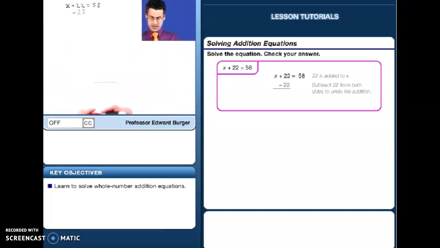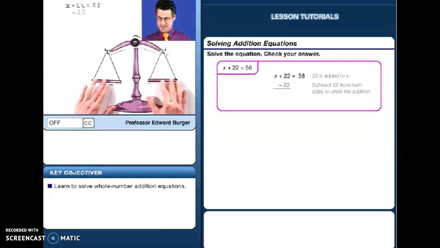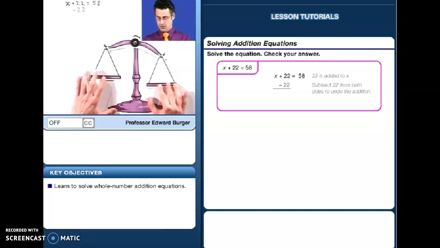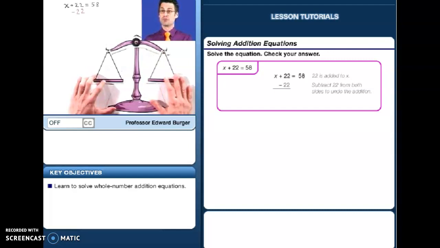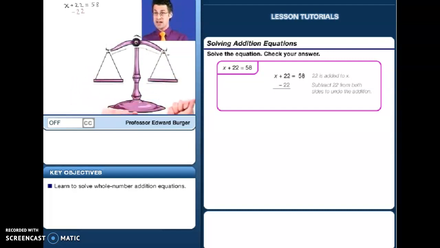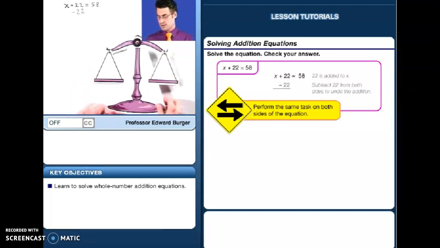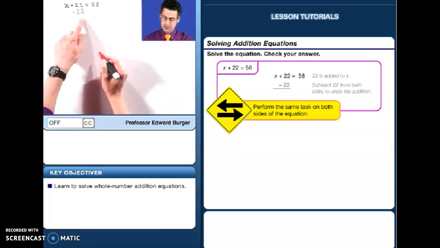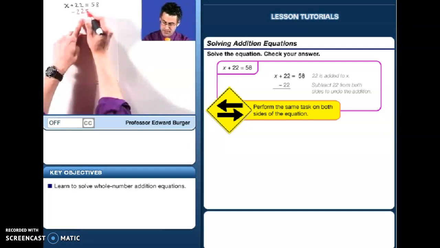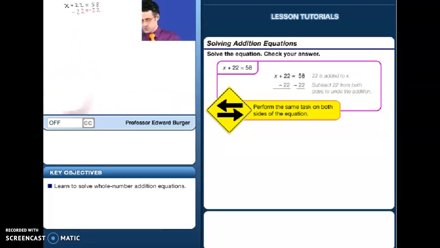But I just can't subtract 22 on the left, and that's the end of the day, because I take this perfectly balanced thing, and I'm going to take away 22. Holy cow! They're not going to be balanced anymore. To keep the scales of this equation perfectly balanced, I have to perform the same task on the right-hand side as I do on the left-hand side. So in this case, if I'm going to subtract 22 on the left, I have to balance that with subtracting 22 on the right.